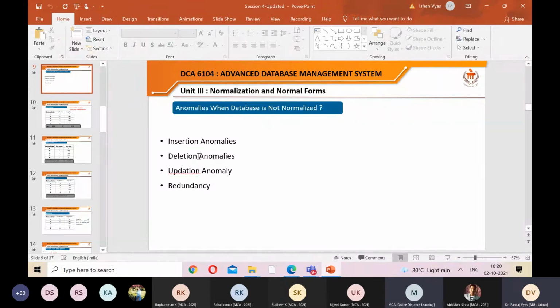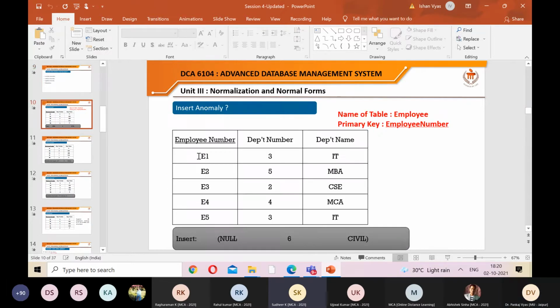So what is insertion anomaly? Insertion anomaly comes from redundancy. Actually, you need to update different tables with the same content, so it will result in loss of space, additional CPU time, etc. And if you look at this, this is an insertion anomaly.